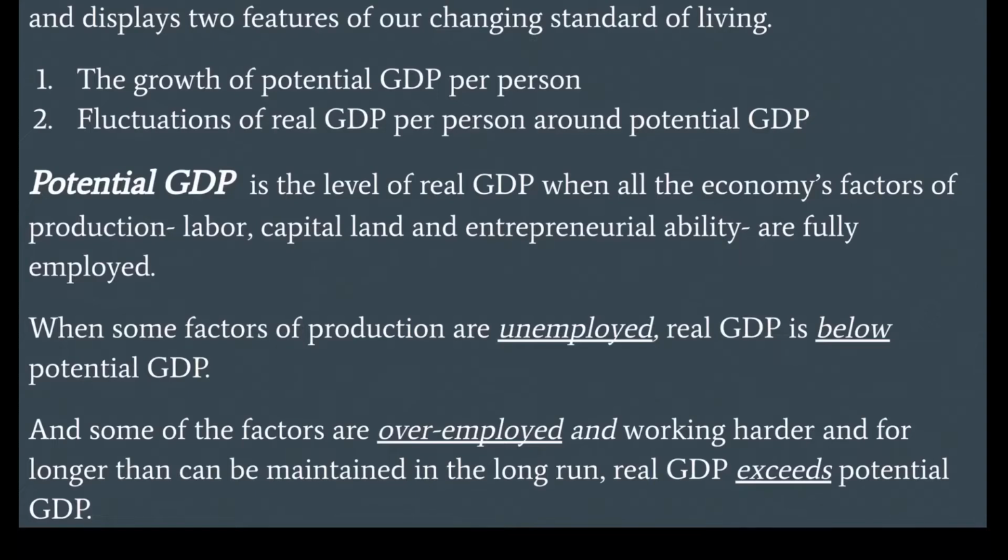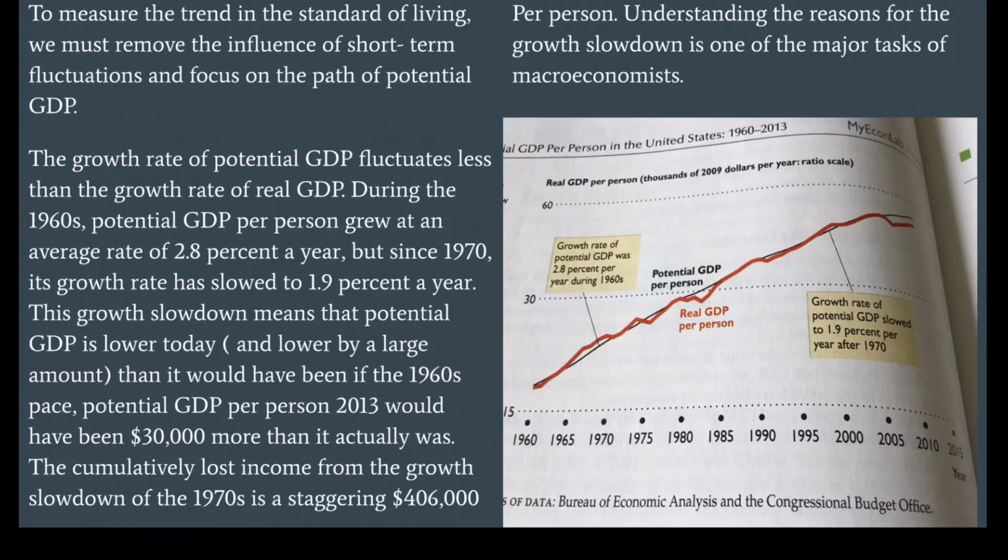Potential GDP is the level of real GDP when all the economy's factors of production, labor, capital, land, and entrepreneurial ability, are fully employed. When some factors of production are unemployed, real GDP is below potential GDP. And when some of the factors are overemployed, working harder and for longer than can be maintained in the long run, real GDP exceeds potential GDP. To measure the trend in the standard of living, we must remove the influence of short-term fluctuations and focus on the path of potential GDP. The growth rate of potential GDP fluctuates less than the growth rate of real GDP.